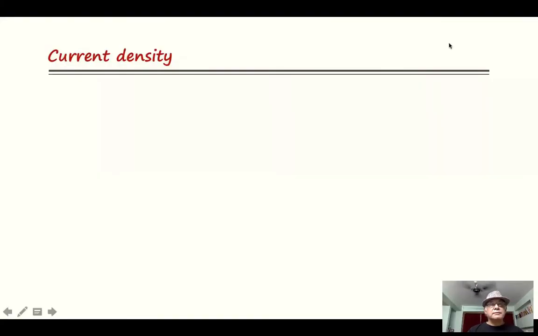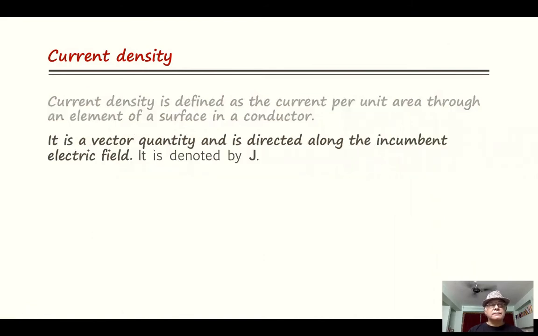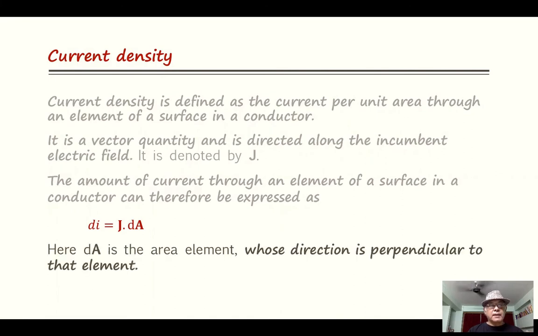Current density. Current density is defined as the current per unit area through an element of a surface in a conductor. It is a vector quantity and is directed along the incumbent electric field. It is denoted by the letter capital J. The amount of current through an element of a surface in a conductor can therefore be expressed as dI = J · dA. Here, dA is the area element whose direction is perpendicular to that element.